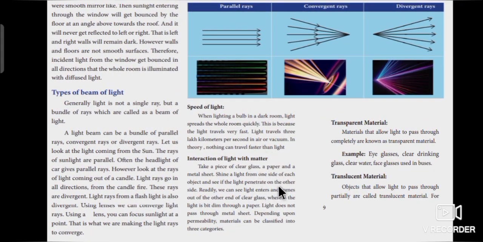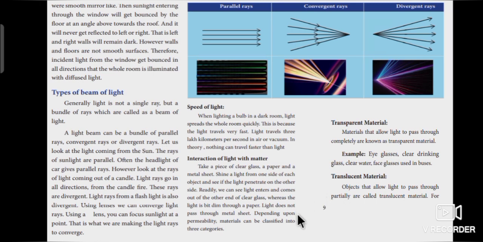Page number 9 explains about what is beam of light and types of beam of light. What is a beam of light? A bundle of rays is called a beam of light. Generally light is not a single ray but a bundle of rays which are called a beam of light. A light beam can be a bundle of parallel rays, convergent rays or divergent rays.